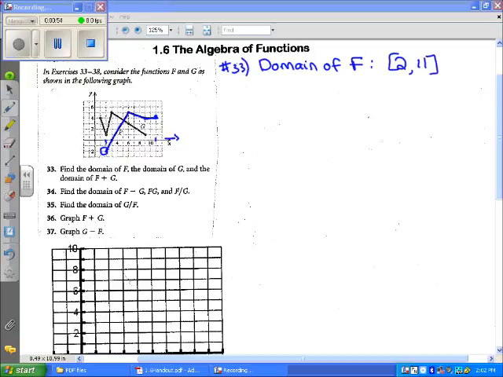Now let's look at the domain of g. Okay, the domain of g, let's highlight g in green. Again, we look at the smallest x value. The smallest x value would be right here, which is 1. And then the highest value would be right here, which is 9. Okay, so that's the domain of f, and that's the domain of g. Now let's go on to the domain of f plus g.